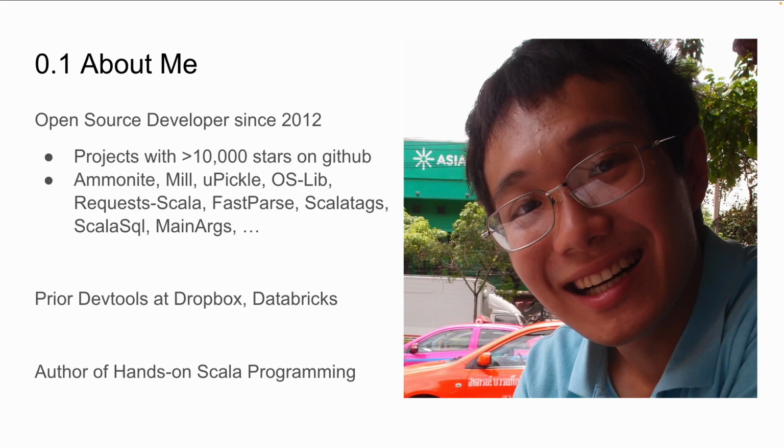So about myself, I've been an open source developer since 2012, with lots of open source Scala projects, projects like Ammonite, Mill, OSLib, uPickle, FastParse, and many others. I also work professionally at Databricks and Dropbox working on developer tools. So things like CI systems, integration testing systems, multi-cloud infrastructure, IDEs, build systems, and so on. I'm the author of the book Hands-on Scala Programming.